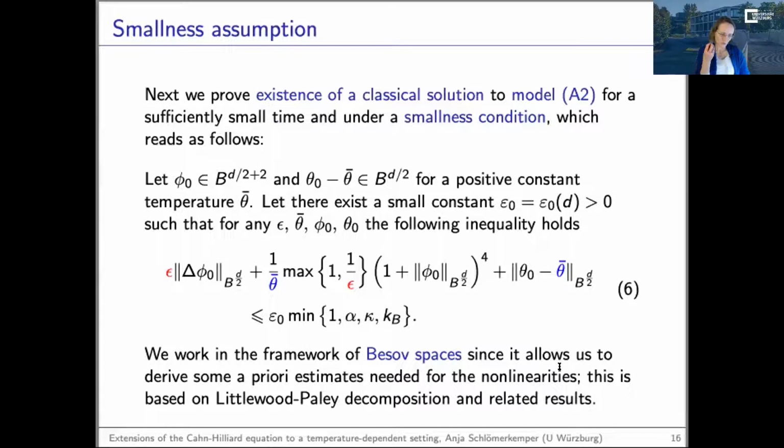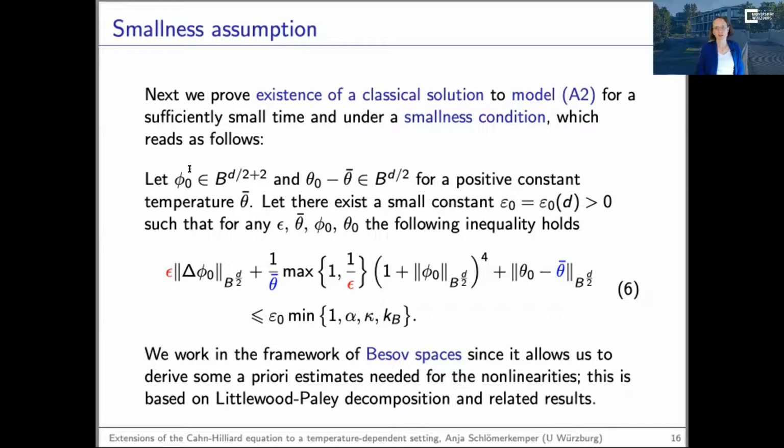But I would like to give you some idea about the theorem that we have for this model and a little bit of ideas about the proof. So I want to show you that we can prove existence of classical solutions, in fact uniqueness as well, for this model A2 that we obtained. But we will show this for small time and under a smallness condition related to the initial data. So here, equation 6, this inequality here is the smallness condition that we have to impose.